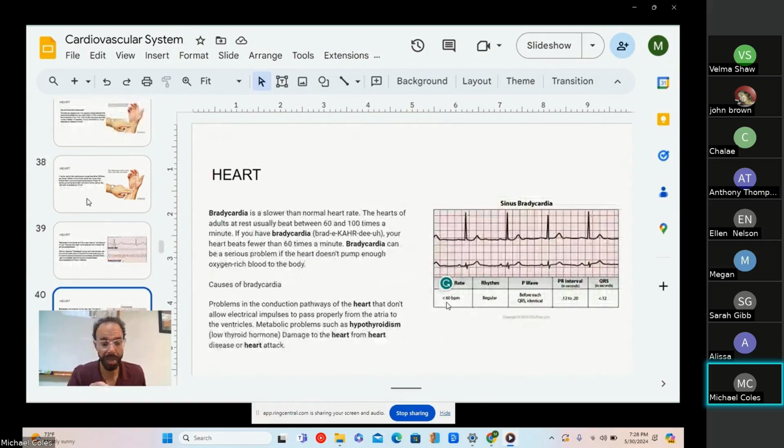Then we have bradycardia. So brady means slowing it down. So average beats per minute is 60 to 100 times a minute. So if you have bradycardia, it means it's below 60 beats per minute. And if the blood is low, it's not getting enough oxygen to the cells. So that's going to be an issue because our cells need to breathe just like we need to breathe.